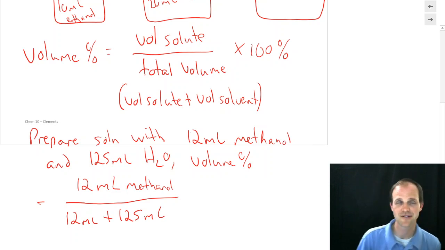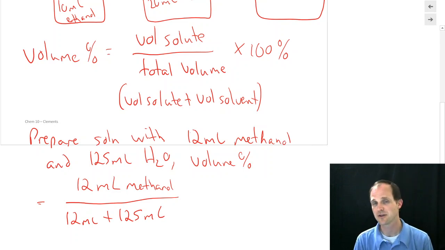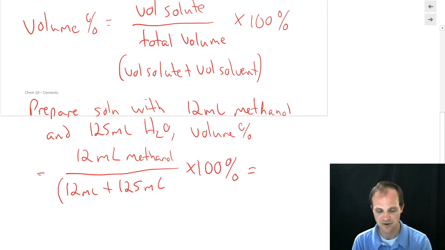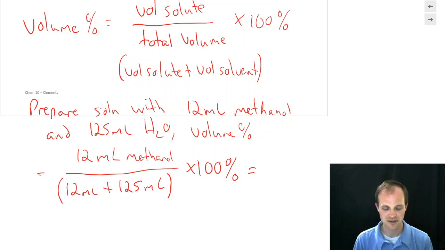Now, it turns out that if you want to be really, really precise, volumes don't add exactly, but we're not going to worry about that in this class. We're going to assume that if you take 2 liquids and combine them together, their volumes add. Times 100%, you plug that in your calculator. You have to be very careful when you plug this in your calculator to use parentheses around the bottom here. You don't want to type 12 divided by 12 plus 125. You're going to get 126. And that's not what you want. We want to do 12 divided by parentheses, 12 plus 125, close parentheses, times 100.